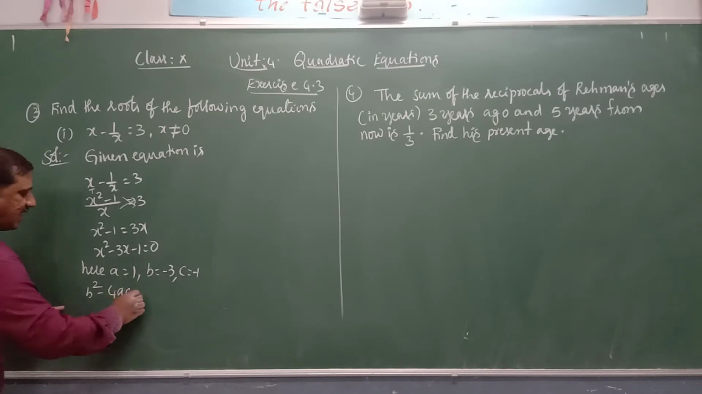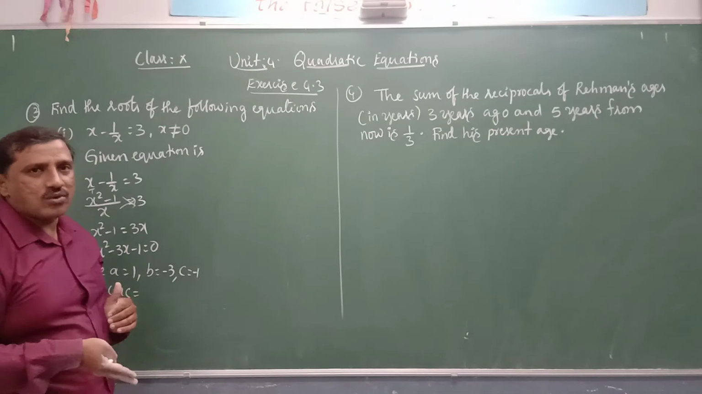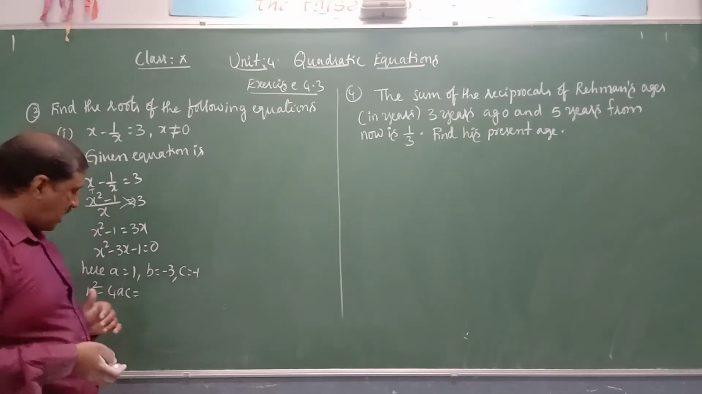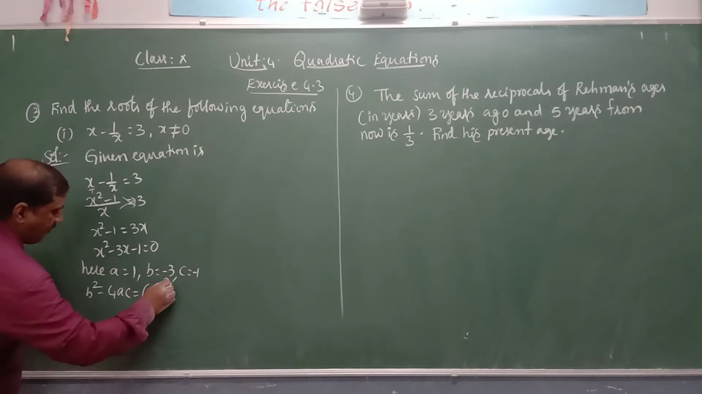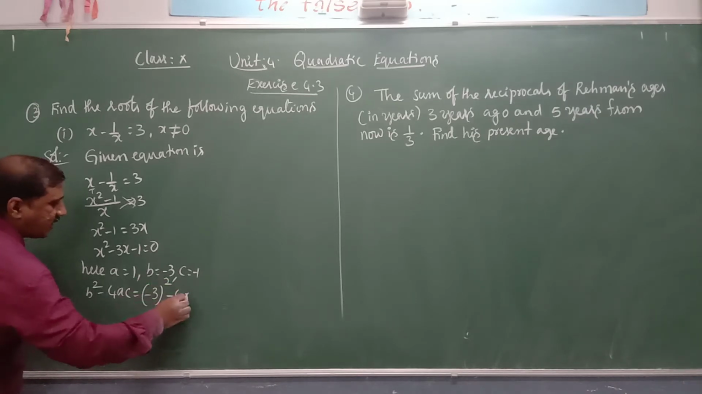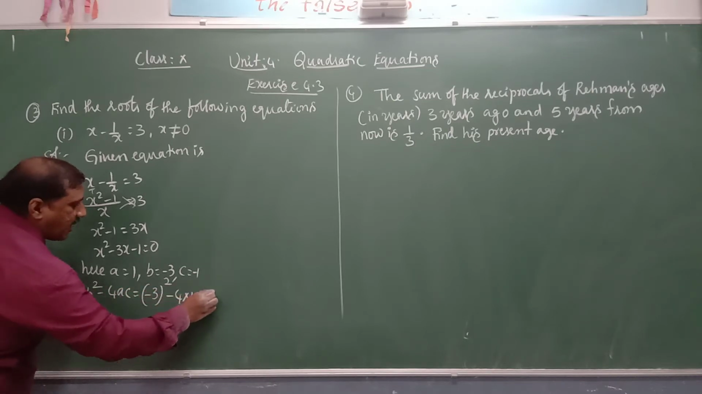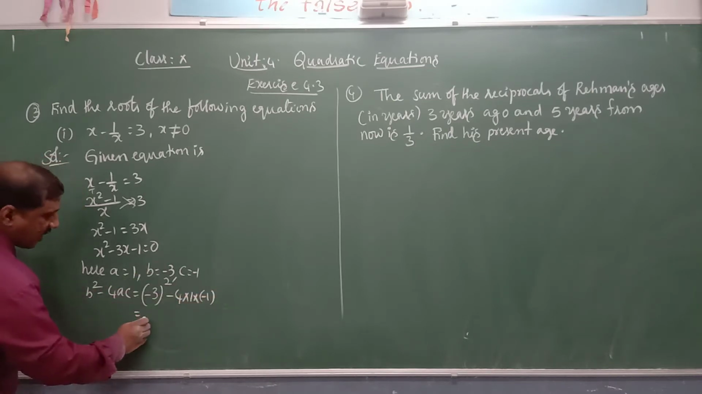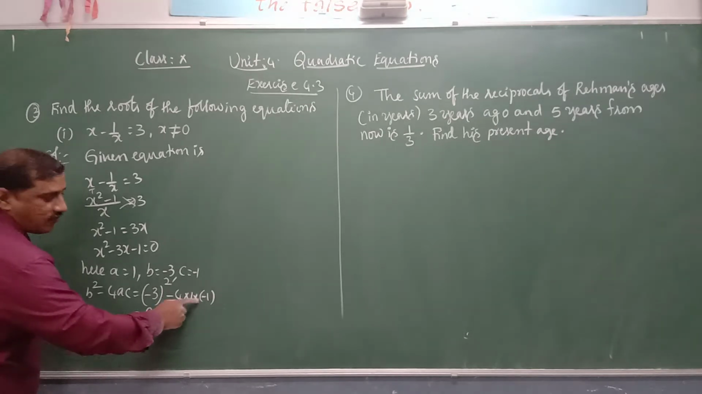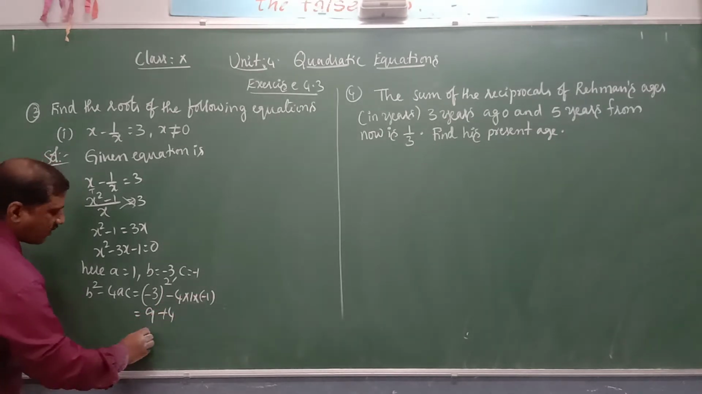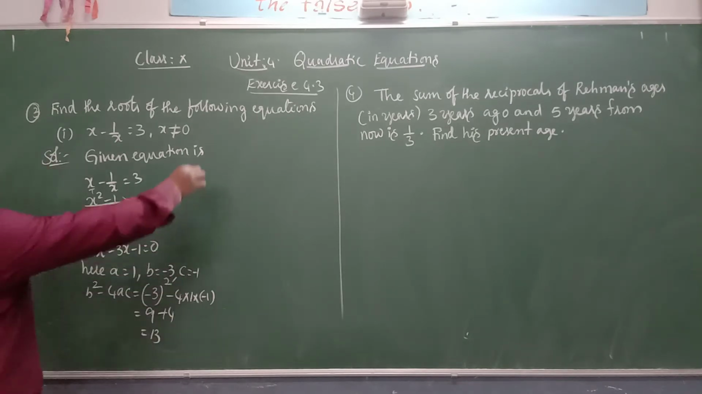To use the quadratic formula, first find b square minus 4ac. If this value is equal to 0 or greater than 0, we get real roots. Otherwise we don't get any real roots. Now b square is minus 3 whole square, minus 4 into a is 1 into c is minus 1. Minus 3 whole square is 9, minus into minus 1 is plus, 4 into 1 is 4, so 9 plus 4 is 13. We got b square minus 4ac is equal to 13.